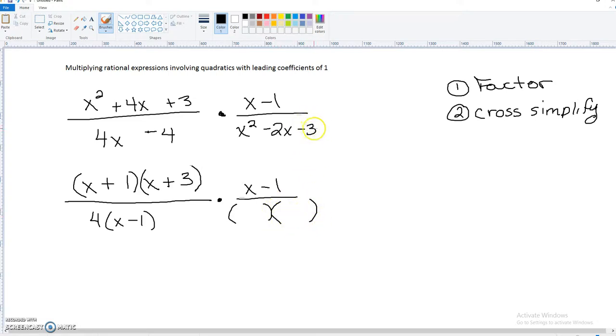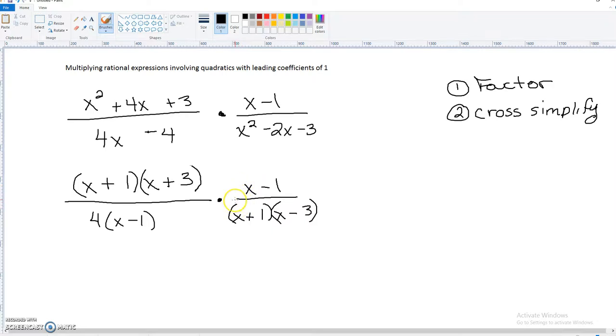Okay, again, we need factors of 3. Well, we know it's got to be 1 and 3. And we have to have x and x. But we have to have a negative 2, and we have to have a negative 3. So in order for that to happen, that means this negative has to go here, and positive here. Because negative 3 plus 1 would give us that negative 2, if we remember from last week.